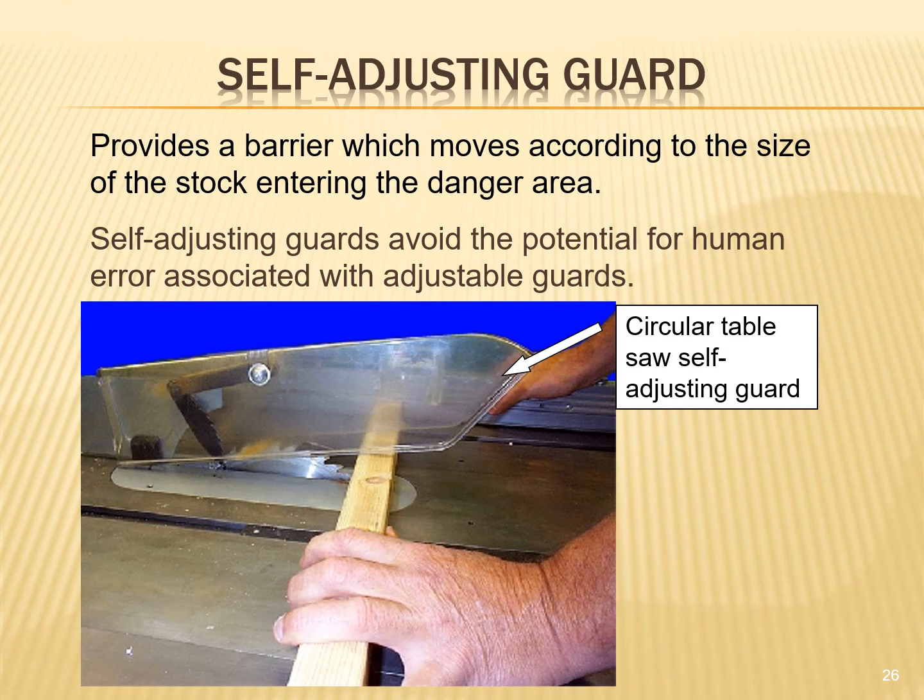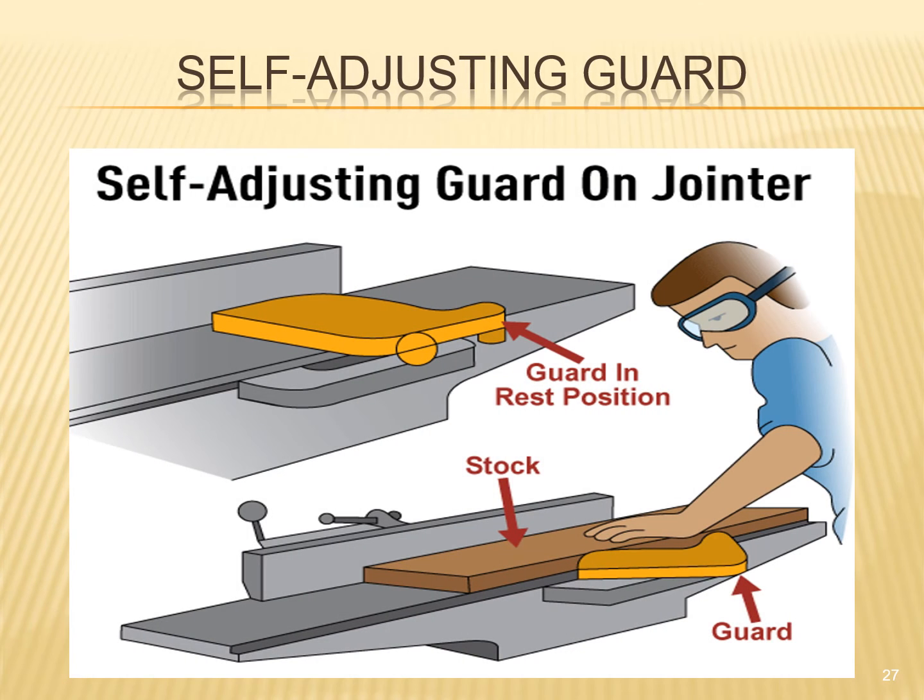Self-adjusting guard provides a barrier which moves according to the size of the stock entering the danger zone. Self-adjusting guards avoid the potential for human error associated with the adjustable guard. And here is the guard which adjusts when the stock is pushed through. Another example of a self-adjusting guard. Here is the guard. Push the stock through, the guard slides out of the way.